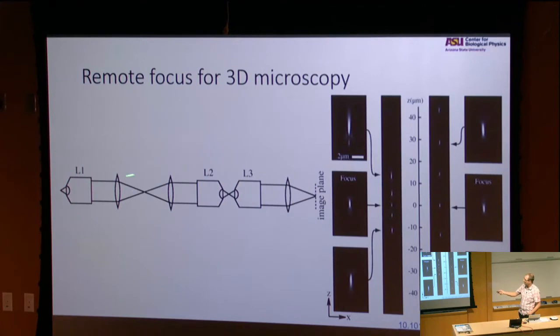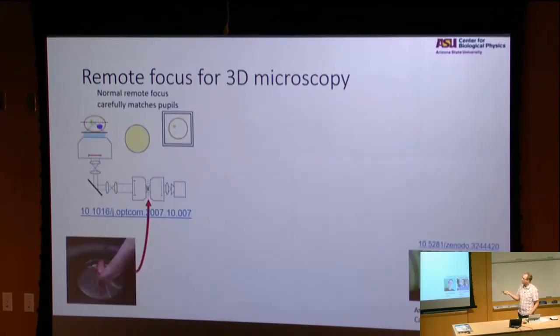If you were to instead put a camera here and just move the camera back and forth on your normal microscope, this is what it looks like. So this is just classic spherical aberration, right? We have this issue going on. So why am I talking about this? We have the normal remote focus that carefully matches the pupils and this magnification and refractive index.